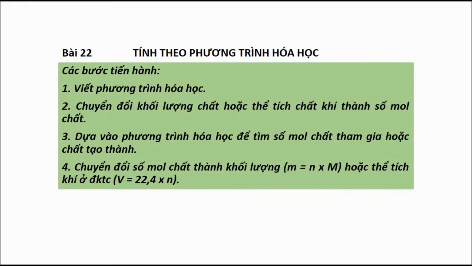Procedure. 1. Write the chemical equation. 2. Convert the mass or the volume of the gas into the number of moles of the substance. 3. Find the number of moles of the reactants and the products based on the chemical equation. 4. Convert the number of moles of the substance into the mass, m equals n multiplied by M, or the volume of gas at STP, V equals 22.4 multiplied by n.